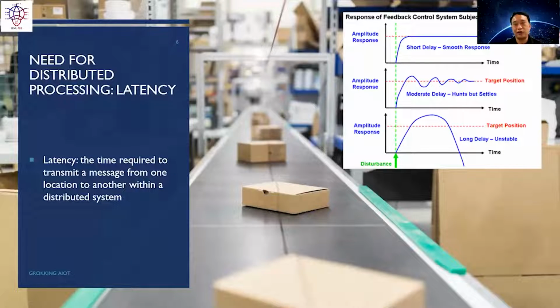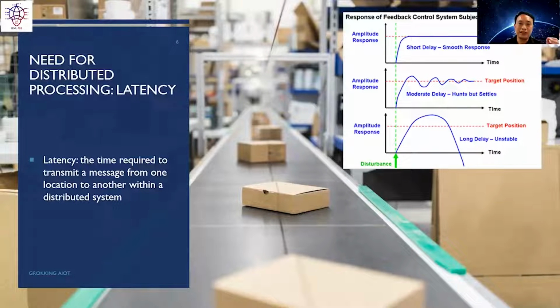That delay actually causes instability. So in the AIoT environment where we are trying to respond to real-time events coming in over the network and then automatically exert some sort of control using our predictive algorithms, that delay that we will encounter, what we call the latency, right? The latency is basically the time required to transmit a message from one location to another within the distributed system.